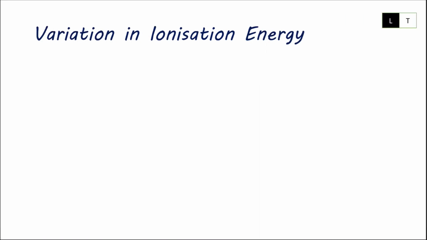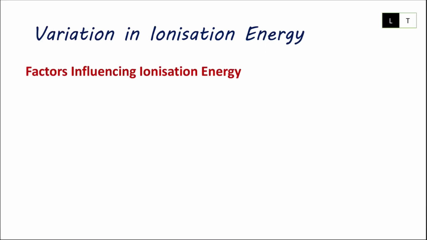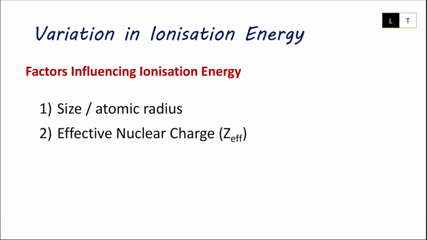We can make a summary. There are 3 different factors influencing the ionization energy. The first one is atomic size. The second one is effective nuclear charge, Zeff. And the third one is shielding effect. So we are going to take a look at how these 3 factors affect the magnitude of ionization energy.